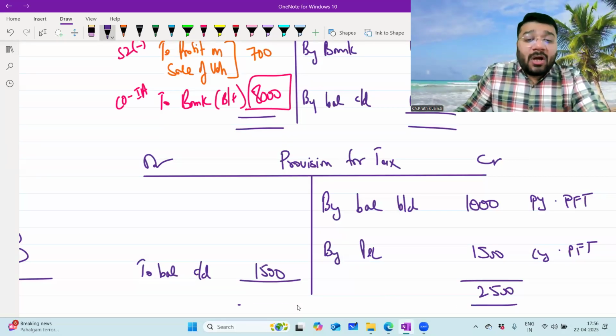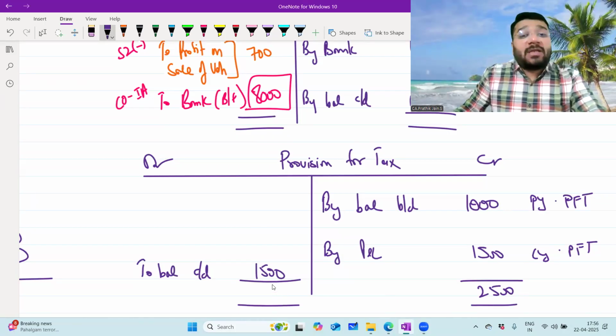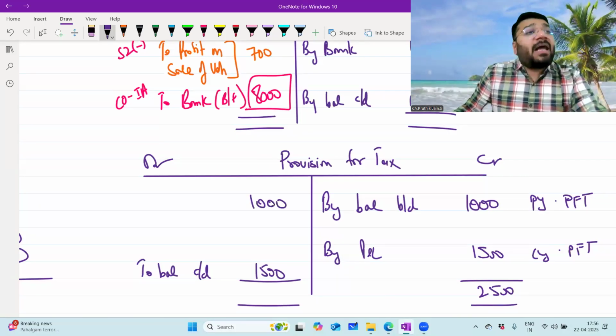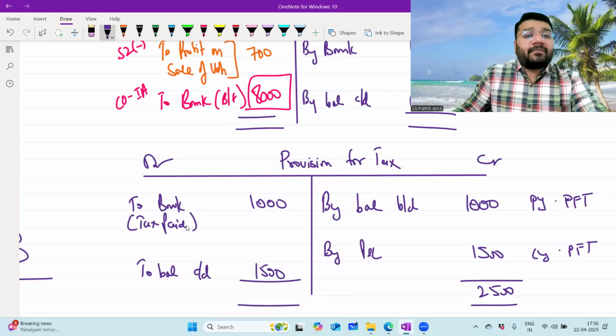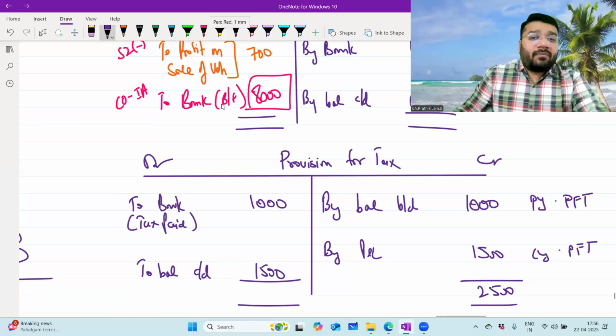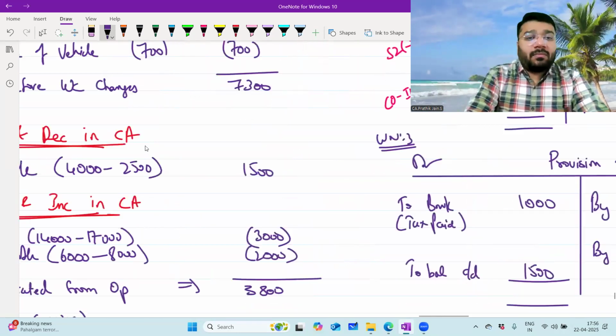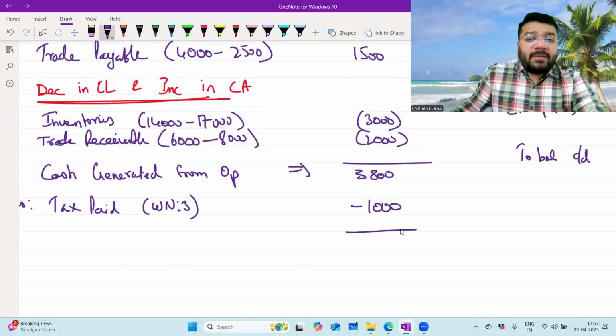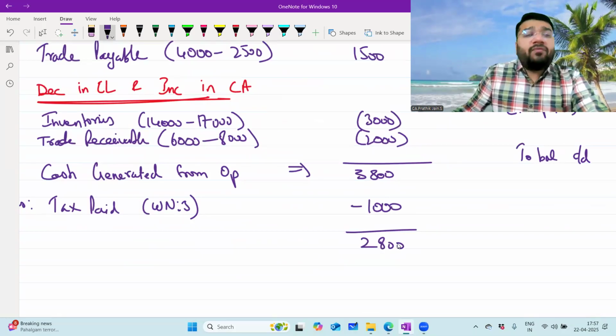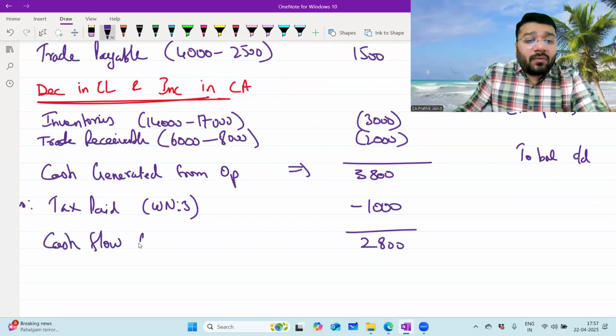2,500 you promised. Out of that, 1,500 you're ready to pay. Then how much have you paid? 1,000 is paid, meaning last year's money is paid. So to bank, this is tax paid. 1,000 is tax paid. What is the balance? 2,800. I don't foresee any other extraordinary items. So now this is cash flow from operating activity.